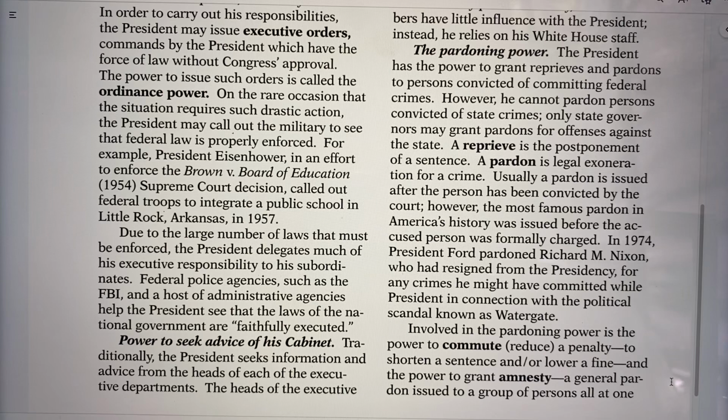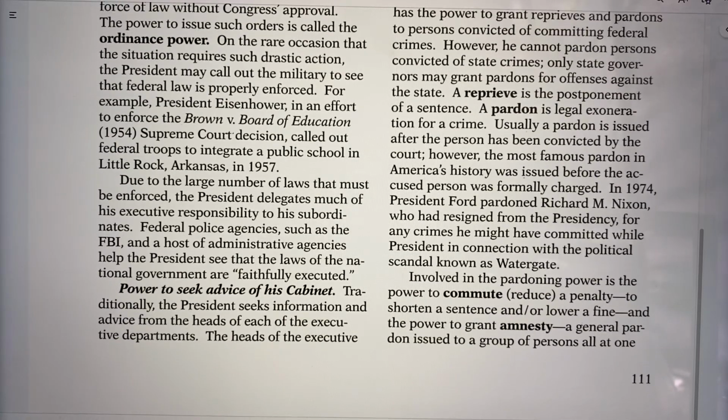It was during the times of the uprising, and they didn't know who did what, but they just basically wanted to put them all to death. And Lincoln stood up for the Sioux, for the Dakota Sioux at that time. But anyway, that's just a little addition, but pardoning power is very important for the President of the United States.